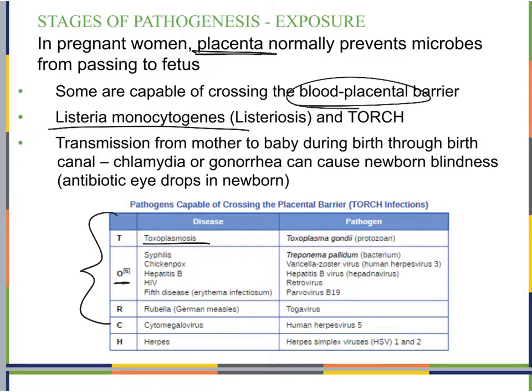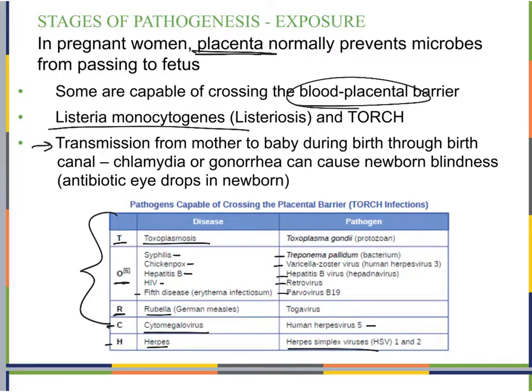The O here is going to stand for this group here: syphilis, chickenpox, hepatitis B, HIV, and then Fifth disease, which is something a little bit different. All of these are going to come from these pathogens here. That is the O portion. The R is rubella, so German measles, from the togavirus. C is cytomegalovirus, which is human herpesvirus 5. And H is for herpes, so the herpes simplex virus, both 1 and 2. So all of these, the TORCH, you should be familiar with those. Those are the ones that can go through the blood-placental barrier and can infect the growing fetus.